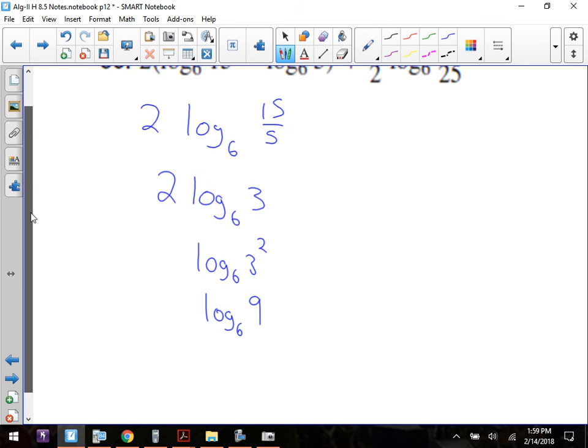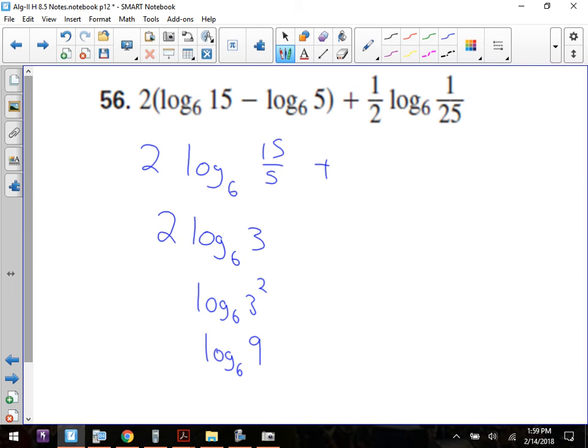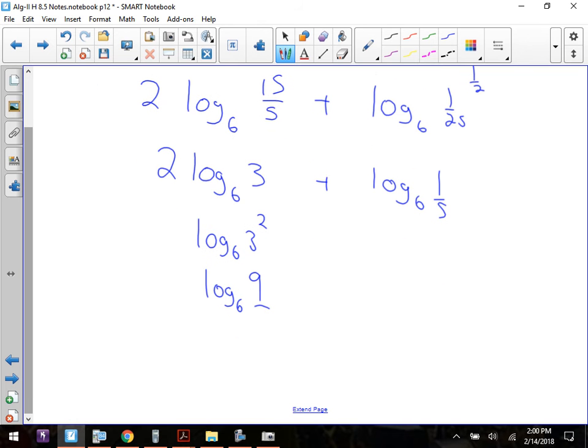And then the next part was plus 1/2 log base 6 of 1/25th, which means it's going to be log base 6 of 1/25th to the half. And what did the half power mean again? Square root. So what's the square root of 1/25th? And then when you're adding logs together, what are you doing to the values after the logs? Multiplying, so what's 9 times 1/5? 9/5, and you get that for your answer.